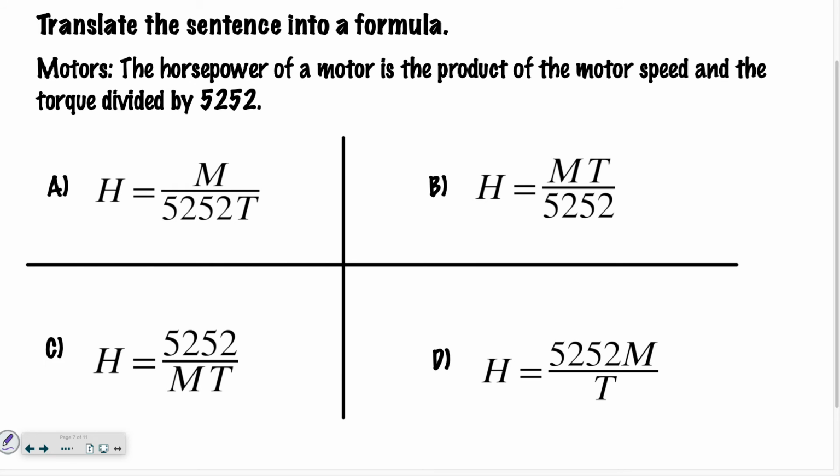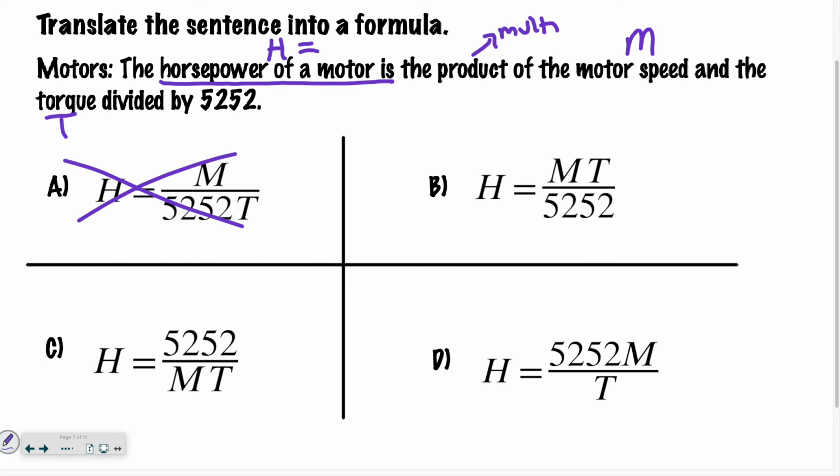All right, hopefully you said horsepower is, so that's going to be H equals. Product means multiply. Then the motor speed, which is represented by capital M, and the torque. So motor speed and torque are multiplied together. That means I can rule out letter A and letter D.